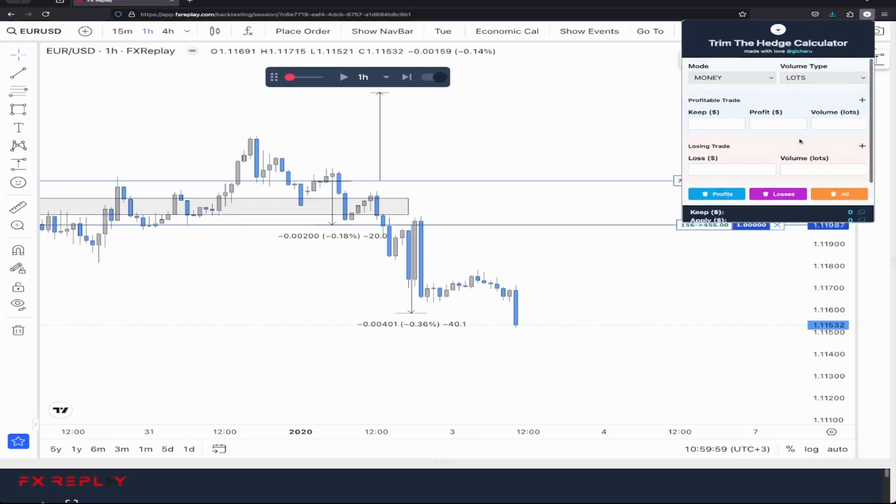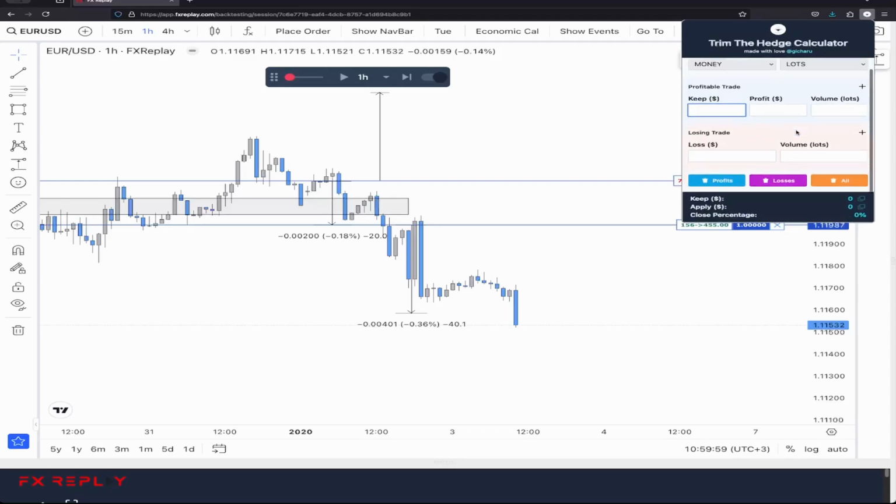I was obviously trading for the day, so it's currently filled up. By default, this is how it looks. So as I had initially mentioned, I want to keep a certain amount and add it to my balance. So my balance would be heading higher than it was when I started trading these two trades, and then I'll use some of the profit to close out a losing position. That's why you have a profitable trade section and a losing trade section.